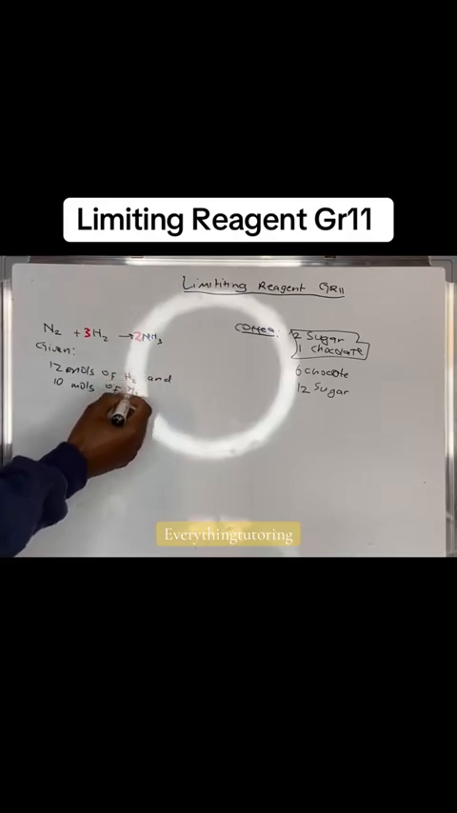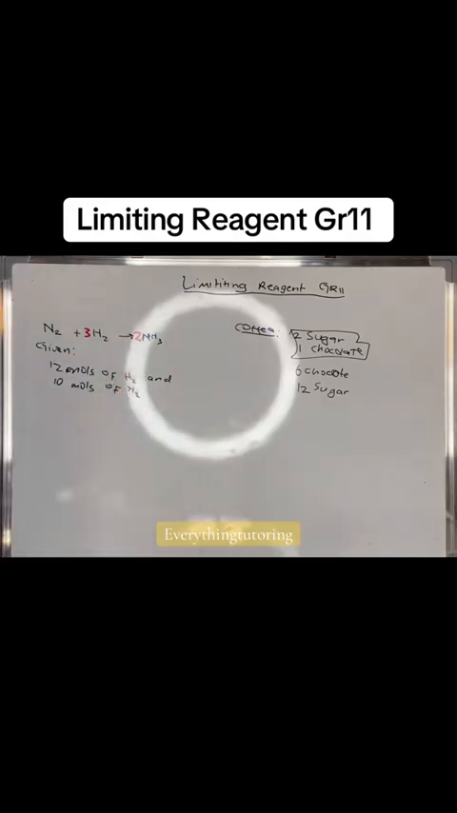Now guys, this is the case. When you have to identify which one is limiting and which one is excess, if you find one that is limiting, that means the other one is excess. So you pick one. Let's just pick this one, for instance. We pick the first case where we are given 12 moles of hydrogen gas.